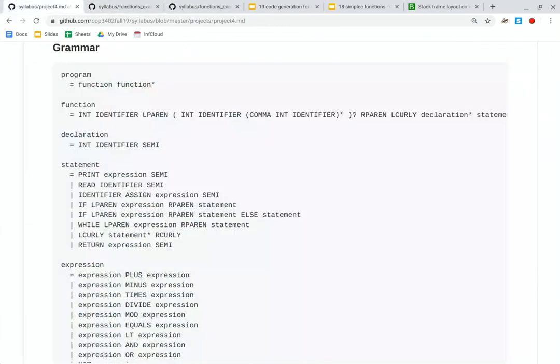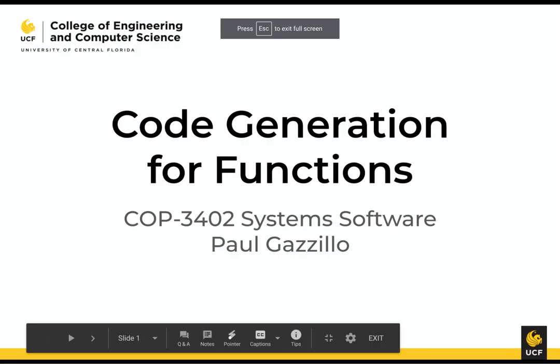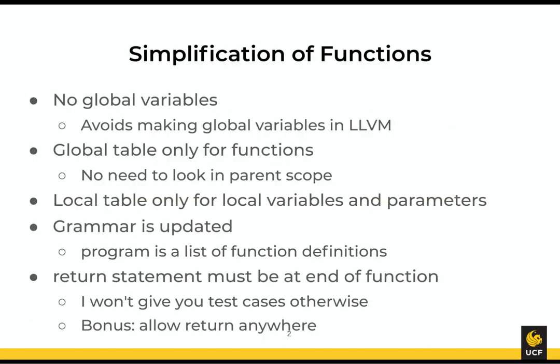So I made a little bit of a change to the grammar for project 4 to make it easier to implement. The one downside is that it won't be backwards compatible with the rest of the projects, but I think that's okay. What does that mean? Okay, I'll show you what it means.